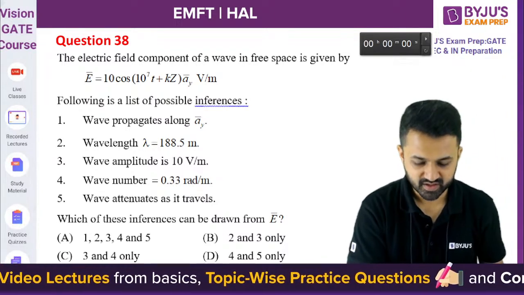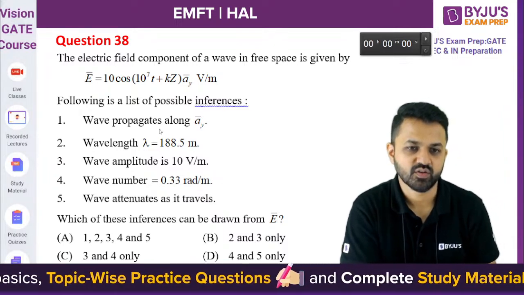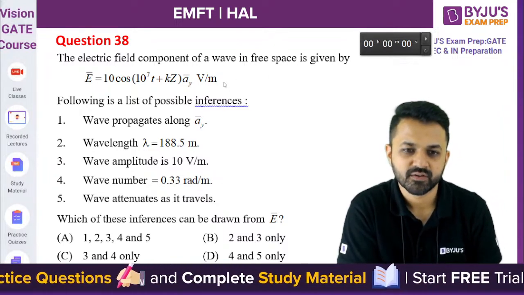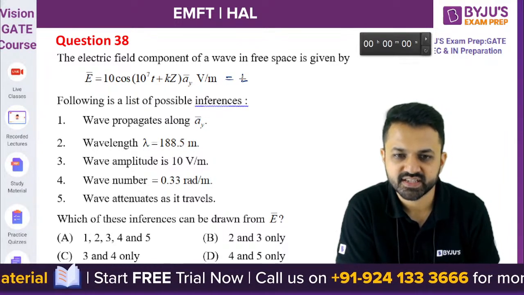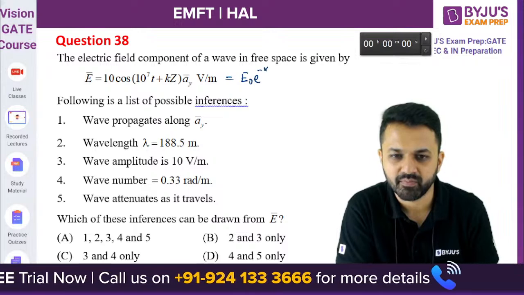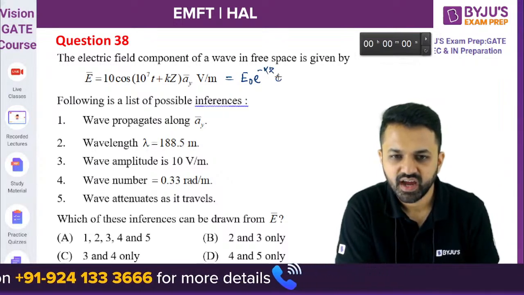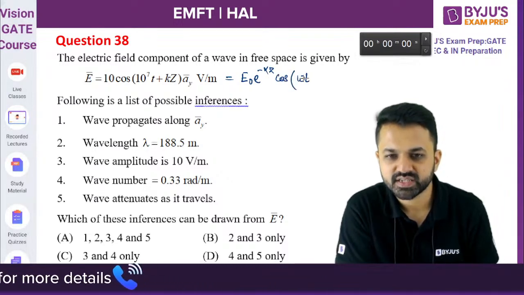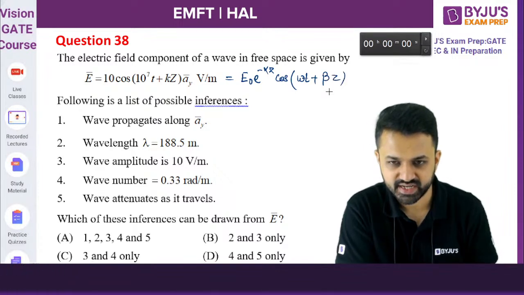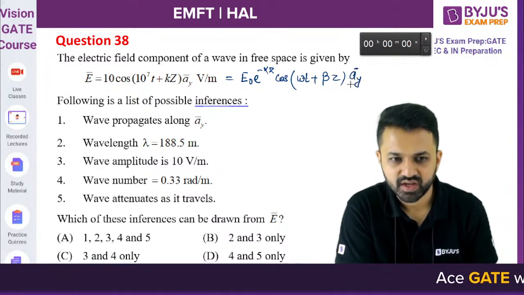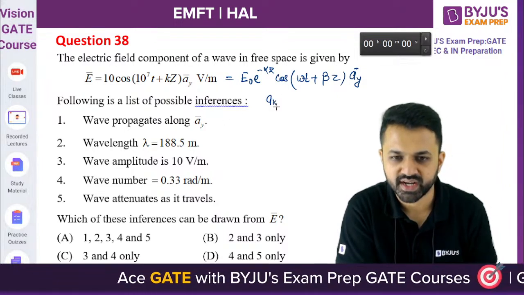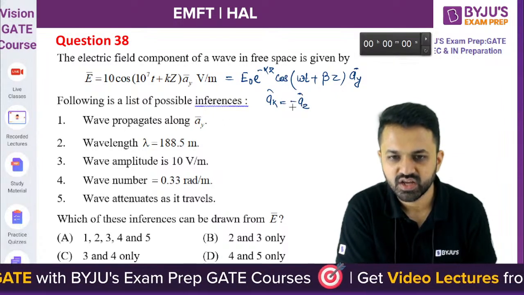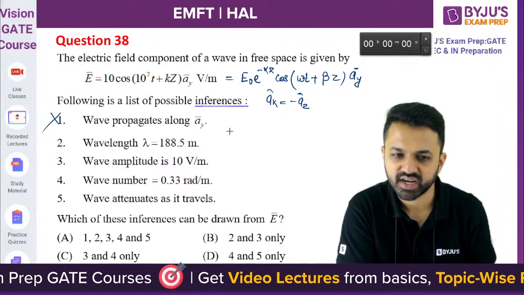Thirty-eight. You are getting A. All the statements correct? Oh, sorry. Your answer is wrong. Because here you can see that if you compare it with the standard result, this is E naught e to the power minus alpha z and cos of omega t plus beta z a y cap. So the wave propagates in the minus z direction. So the first statement is incorrect.